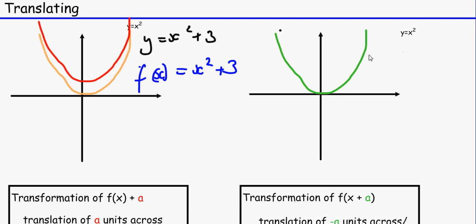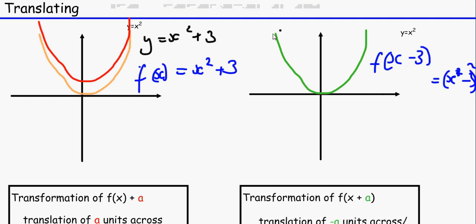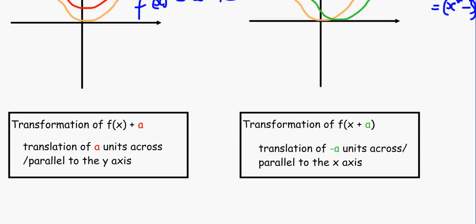If you were to do it across the x-axis, it would be f of x minus 3, for example, and that would equal x squared minus 3. Sorry, that'll be x minus 3 all squared, and it would actually move 3 places this way. Sorry for the messy handwriting there. The rule is still the same for that.